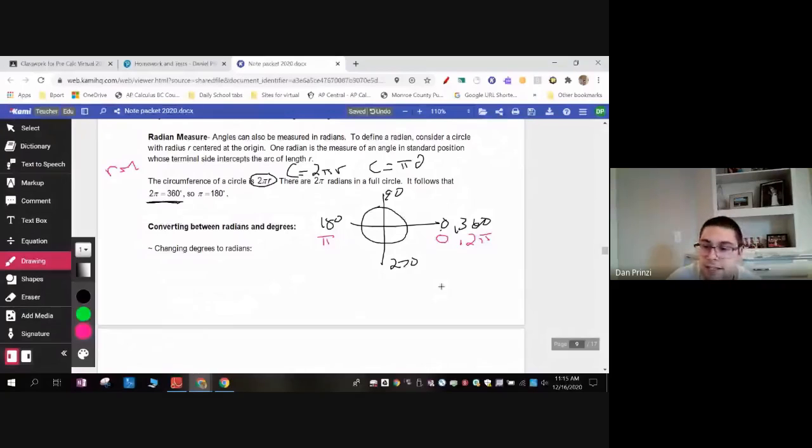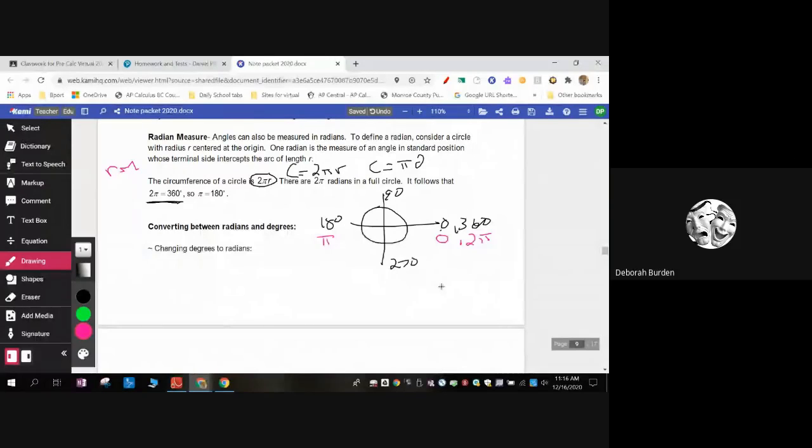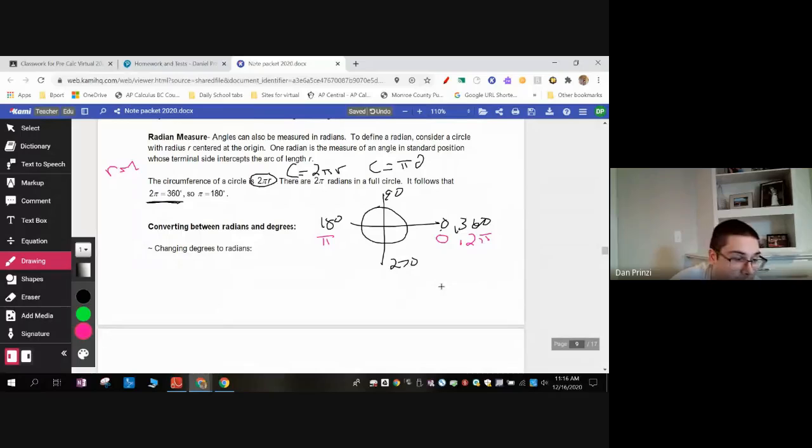If 180 is pi, what do you think 90 degrees is in terms of pi? You want to take a shot at it? What do you think 90 degrees is? Pi over 2. Yeah, good. 1/2 pi, or a lot of times we write it as pi over 2.